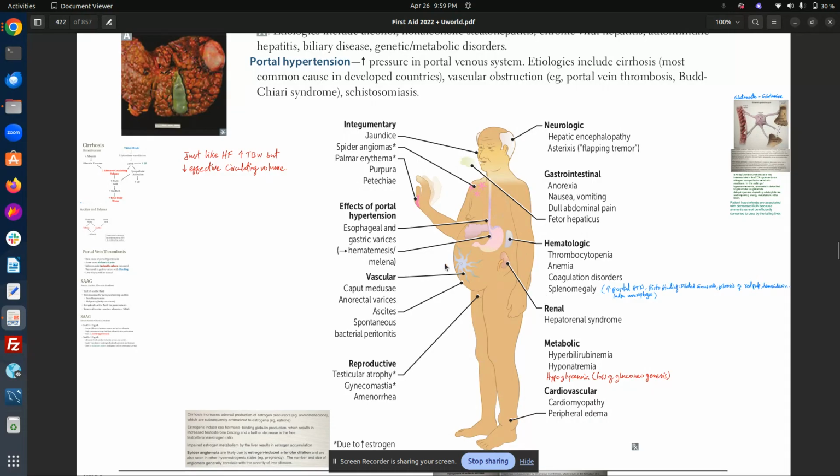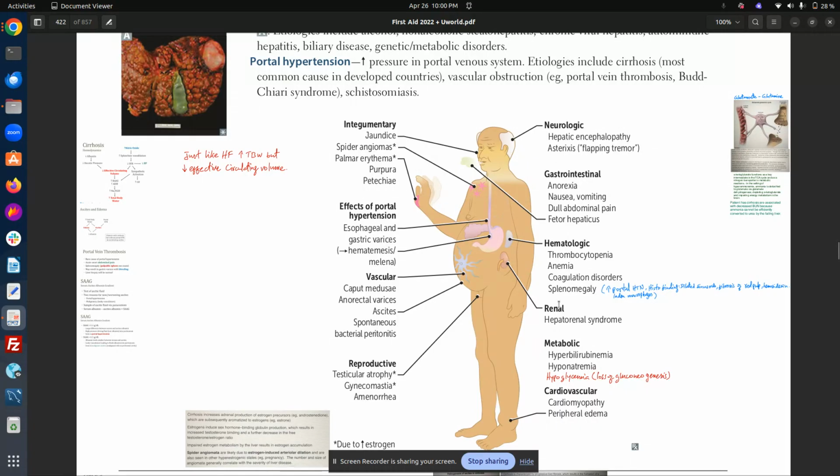Splenomegaly again because of the increased portal pressure, and blood will go backward into the splenic vein and lead to enlargement of the spleen, called splenomegaly. Coagulation disorders because the liver is responsible for the formation of factors 2, 7, 9, 10. When these factors are not formed, it leads to coagulation disorders. Thrombocytopenia, why? Because of splenic sequestration, liver sequestration, and decreased production of thrombopoietin. These three things lead to thrombocytopenia.